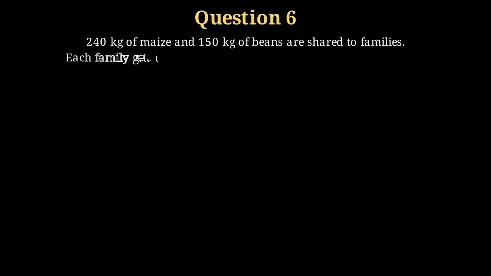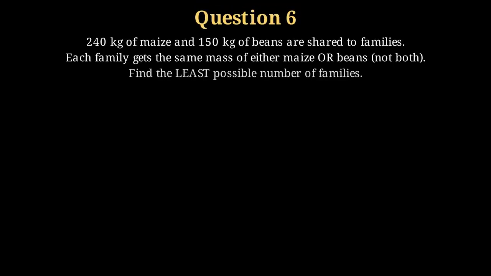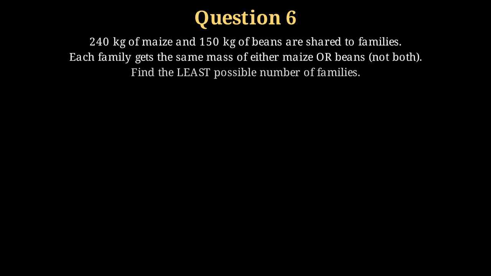Question 6. 240 kilograms of maize and 150 kilograms of beans are shared among families. Each family gets exactly the same mass of either maize or beans, but no family gets both. We want the least possible number of families.